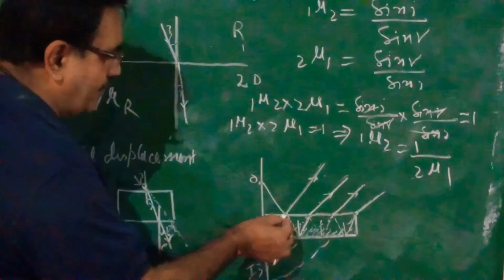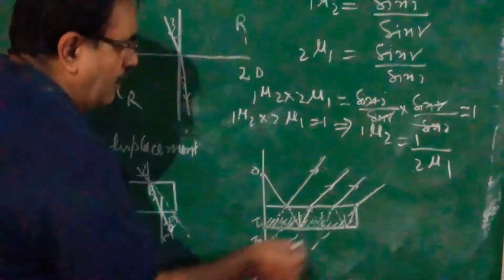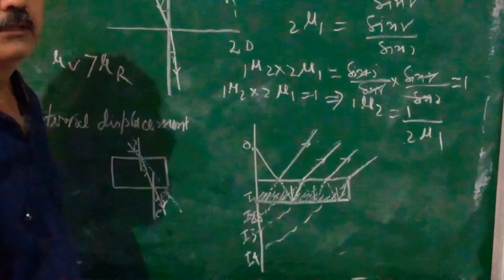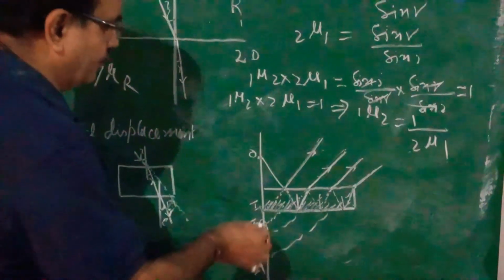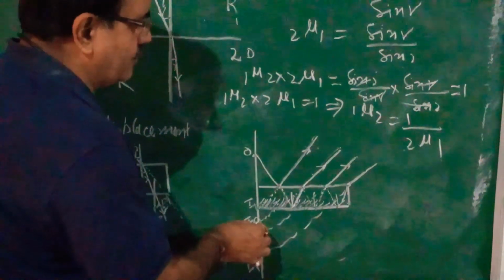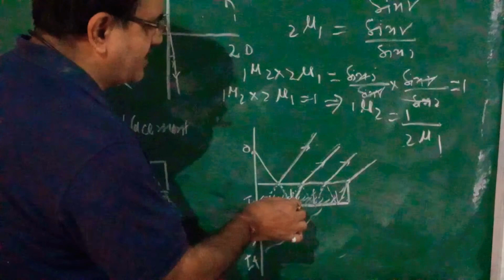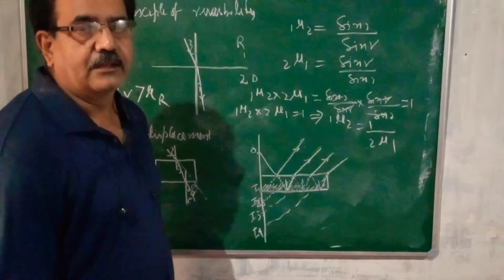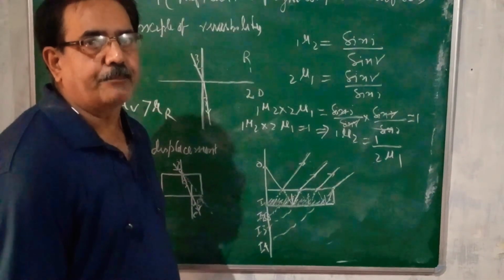Now see, several images are formed, but the second image will be the brightest one. Why is the second image the brightest one? Because the strong reflection takes place on the surface of the mirror at the second point. That's why the second image is the brightest one.